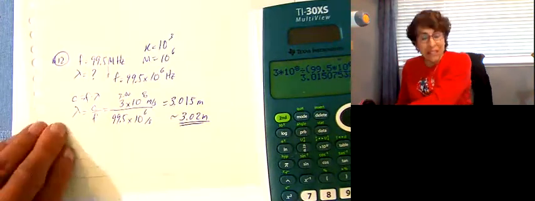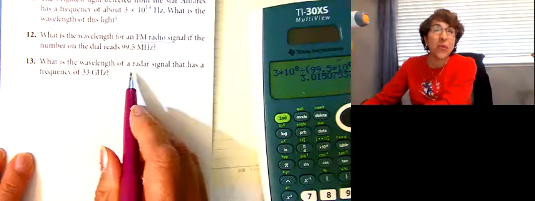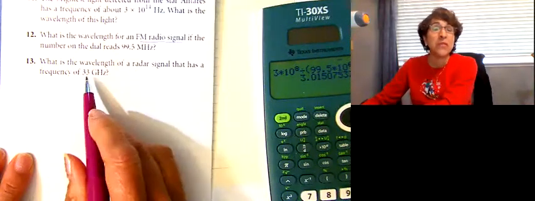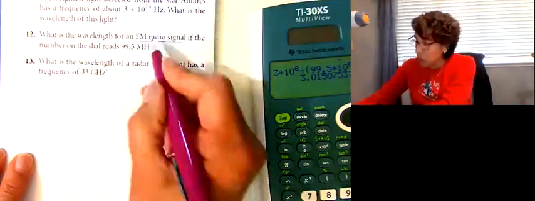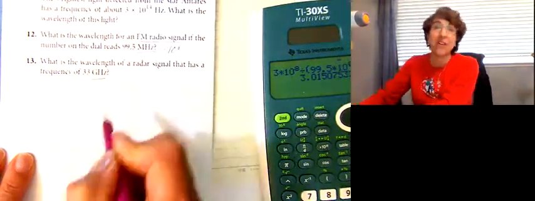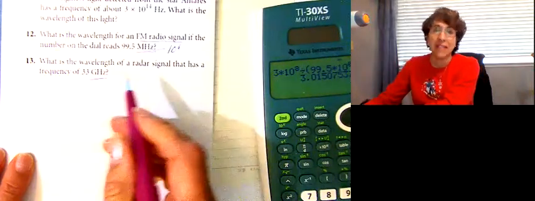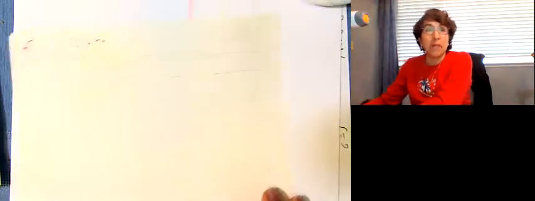All right. Okay, last one, super fast here. What's the wavelength for a radar signal that has a frequency of 33 gigahertz? So before we had megahertz, and megahertz is 10 to the 6th. What's gigahertz? It's the next one. So instead of 10 to the 6th, it's 10 to the 9th. That's what a giga is, now you know what gigabytes mean.